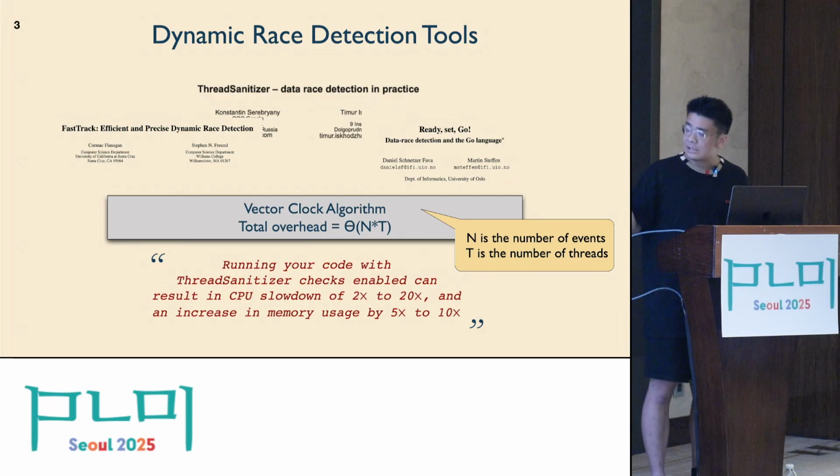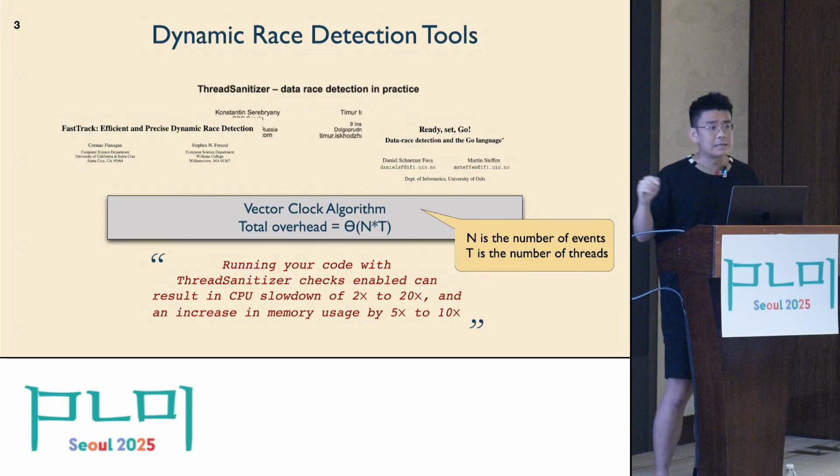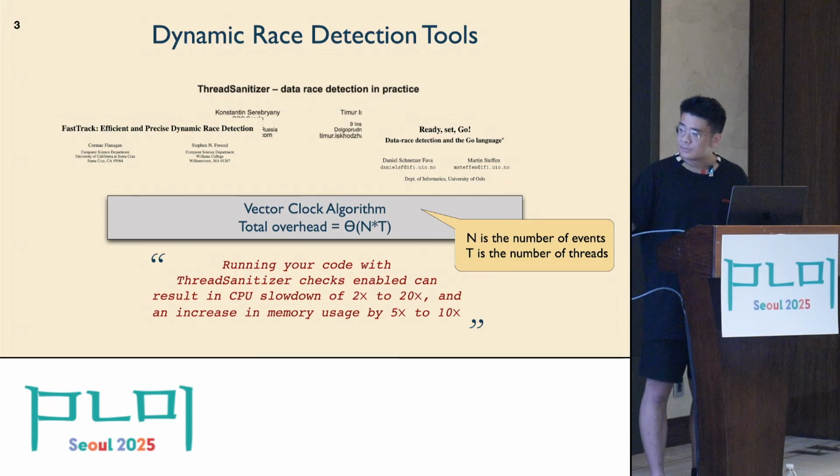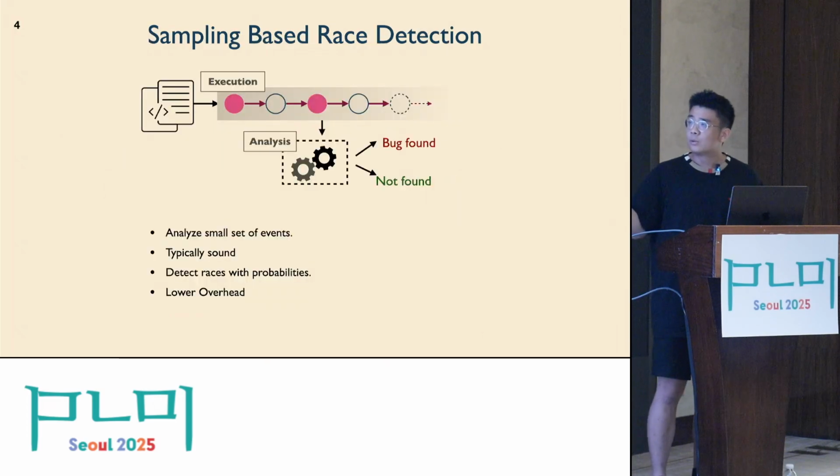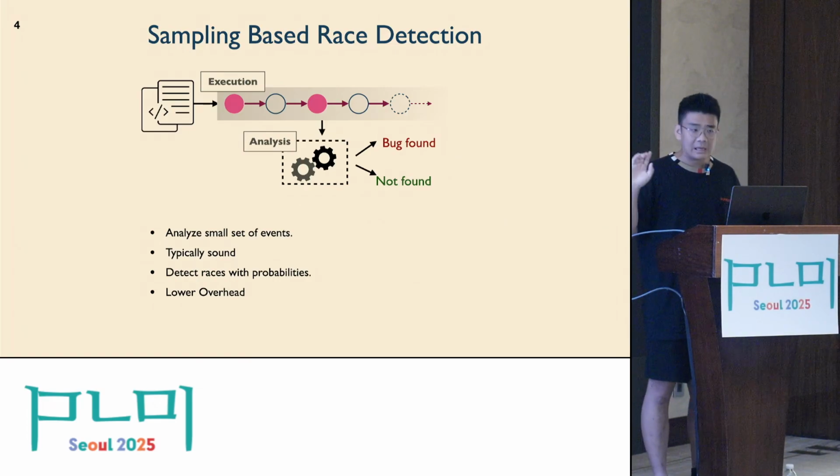And I'm showing the disclaimer from ThreadSanitizer's official website, which is basically saying that running your code with it can make it very slow, okay? So one of the popular ways to mitigate this overhead is sampling. And the rough idea of sampling is that you only do race detection on a small set of events.